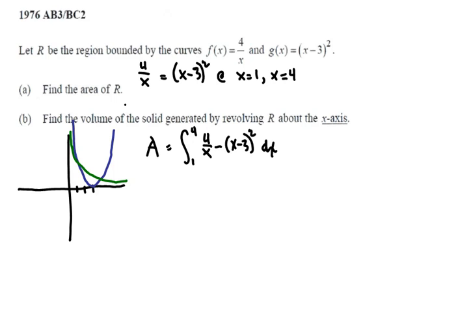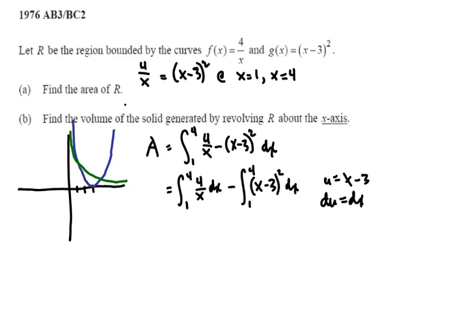But if this were a little bit more complicated and you would need to do u substitution, then this is what you would have to do. We'd split it up into two different integrals, and then let's work on the second one for a moment. So u equals x minus 3, du is dx, u of 4 is 1, u of 1 is negative 2, and so we can take the next step here.